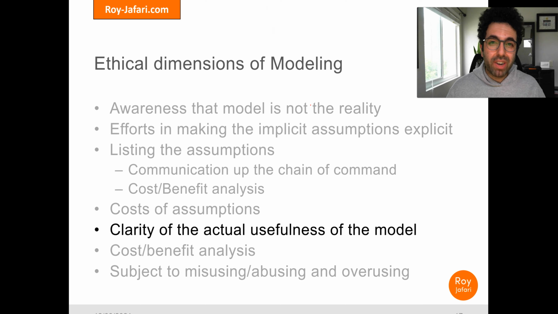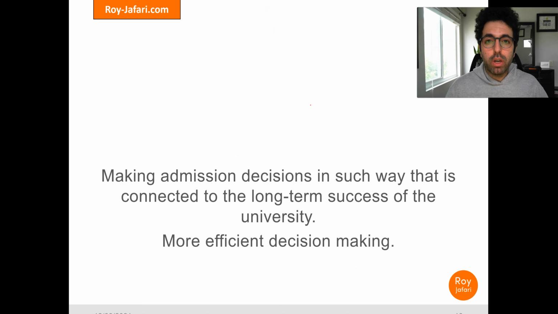Another thing is we want to be clear exactly how this model is useful, the pragmatism part. And in this case, we can think of its usefulness in two different realms. The first one is we can make admission decisions that are creating more long-term success for the institution, right? So if our students as a university go find jobs, they become more successful alumni of the institution, they will make donations.